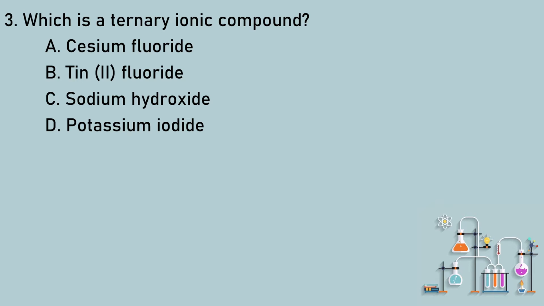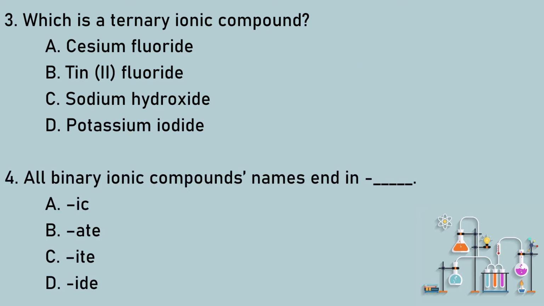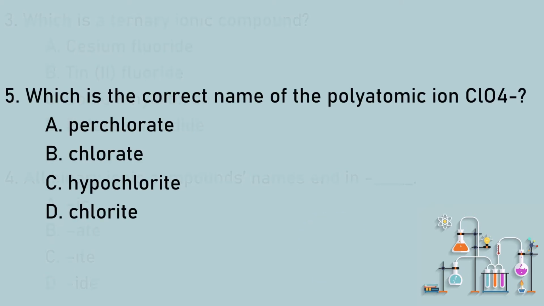3. Which is a ternary ionic compound? A, B, C, or D? Go! 4. All binary ionic compounds names end in blank. A, B, C, or D? Go! And 5. Which is the correct name of the polyatomic ion ClO4 negative? A, B, C, or D? Go!